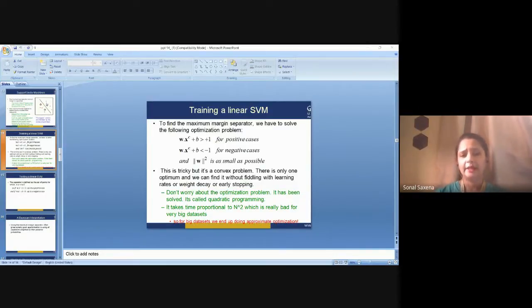Now, any hyperplane can be written as the set of points x satisfying the equation w transpose x minus b equals 0. This is the definition of a hyperplane. I'll tell you in the process how we write the equation here.